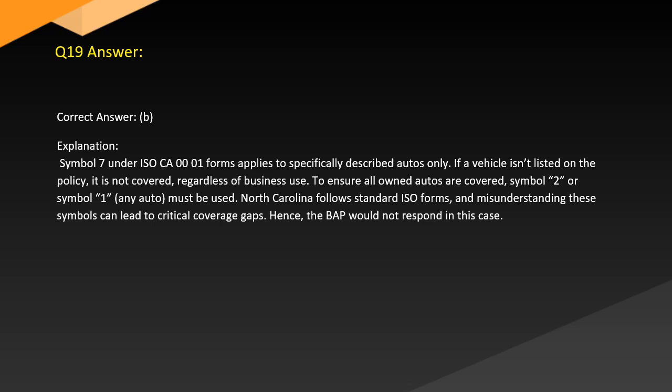Answer. Correct answer: B. Explanation: Symbol 7 under ISO CA 00 01 forms applies to specifically described autos only. If the vehicle isn't listed on the policy, it is not covered regardless of business use. To ensure all owned autos are covered, symbol 2 or symbol 1, any auto, must be used. North Carolina follows standard ISO forms, and misunderstanding these symbols can lead to critical coverage gaps. Hence, the BAP would not respond in this case.